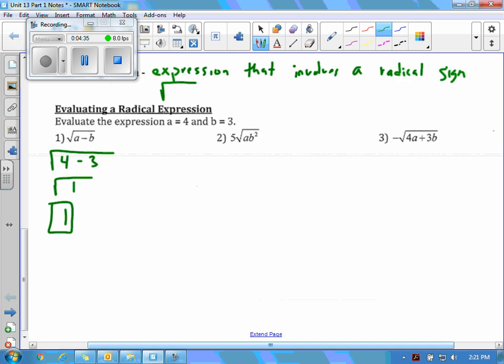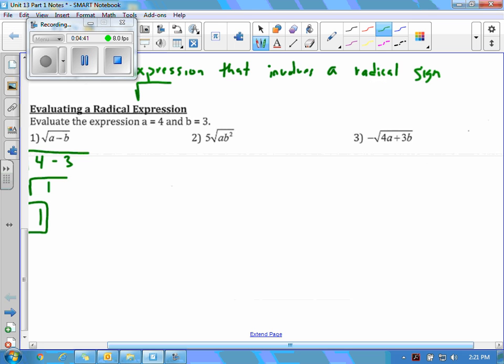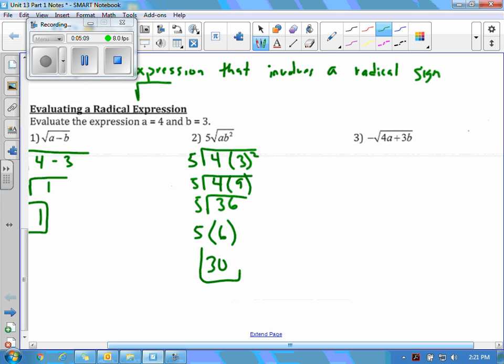Now, your radical acts like a grouping symbol. So you do everything inside of the grouping symbol first. So for the second one, I have 5 on the outside. And then I have a, which is 4, times b squared. b is 3, so 3 squared. So I have 5 radical 4 times 9, because 3 squared is 9. So then I can do 4 times 9 and get 36. So now I take the square root of 36, which is 6, and then multiply those together and get 30. So the 36 is what's under the square root, so I get rid of that when I multiply to my final.